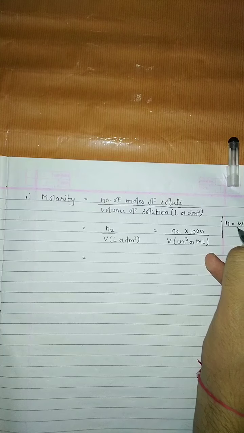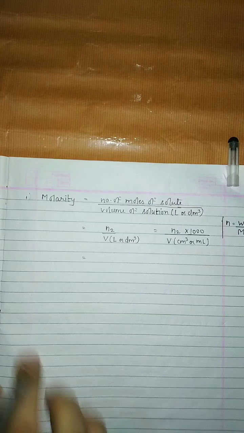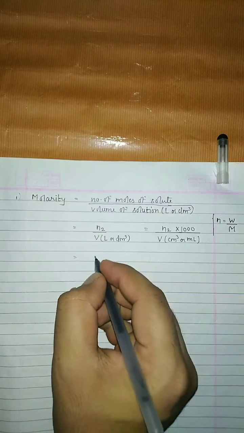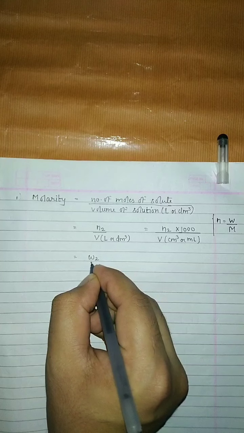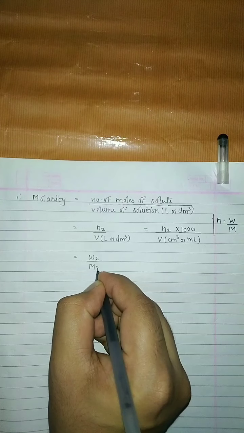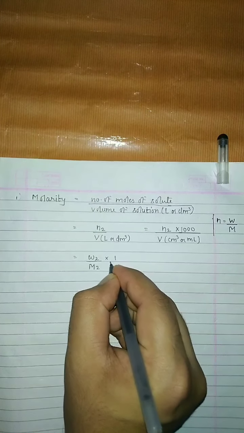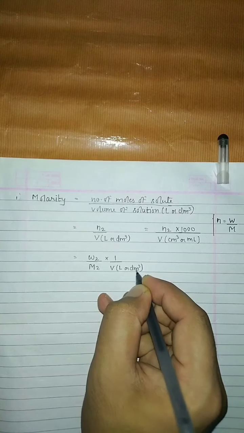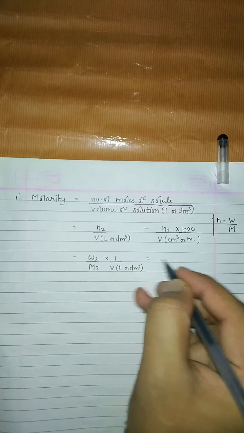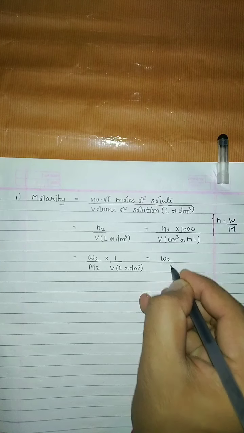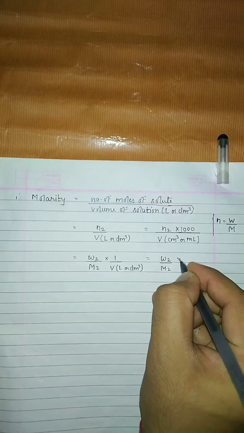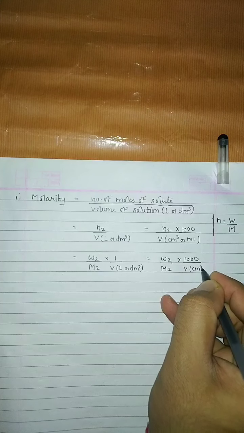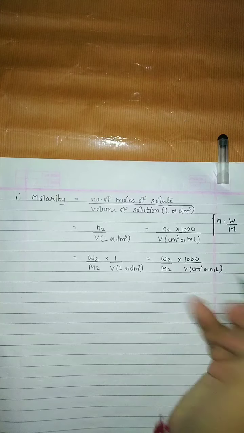This can also be written as, now we know that number of moles is equals to given mass upon molar mass. So here I can write given mass, that is W2, upon molar mass, that is M2, into 1 upon V, where V is in liter or in dm cube. And alternately, this can be written as W2 upon M2 into 1000 upon V, where V will be in centimeter cube or in ml, milliliters.